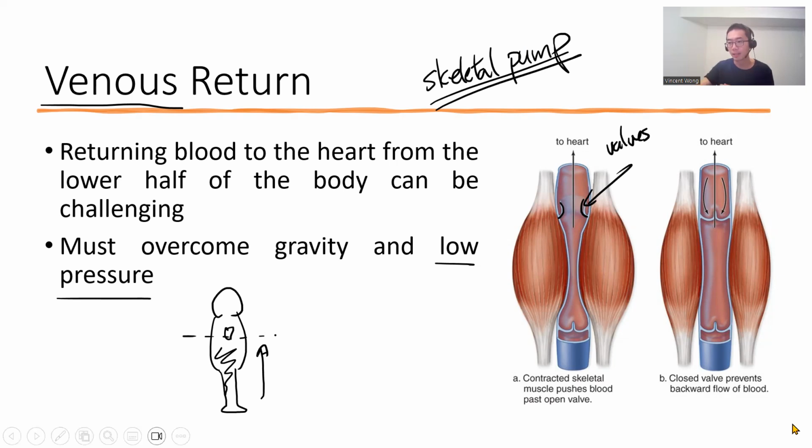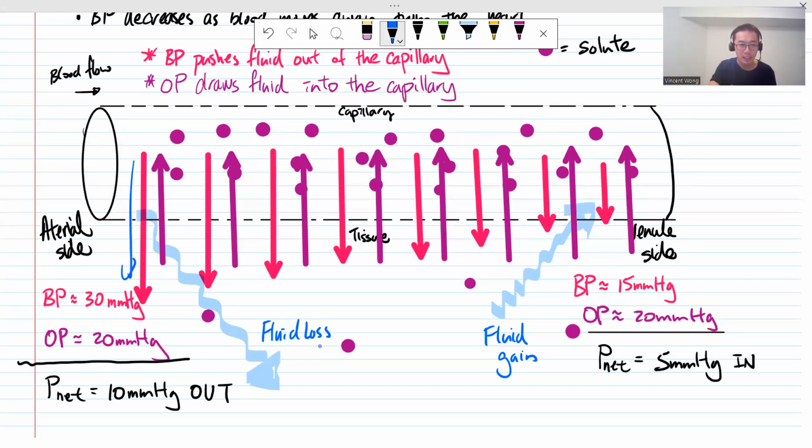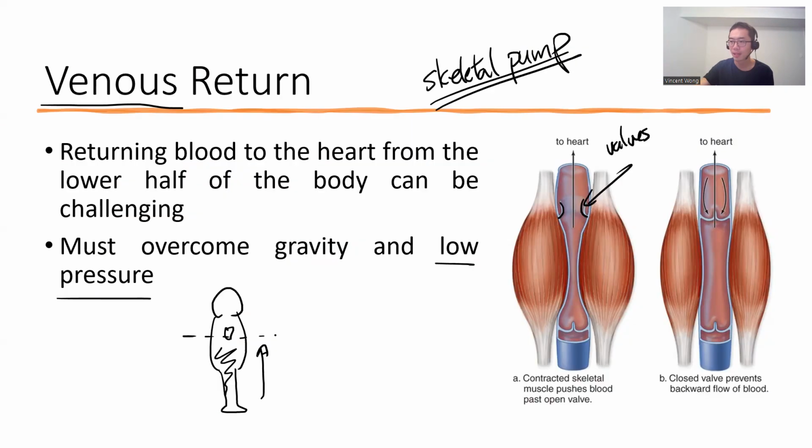All right, let me go back to this diagram. Everything is related. When there's more blood pooling in the leg, the capillaries in the leg will have higher blood pressure. And that will cause more fluid to leak out, right? And as a result, your leg swells up a little bit. Okay? So that's it.